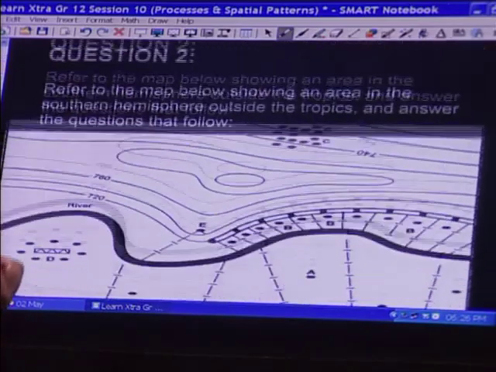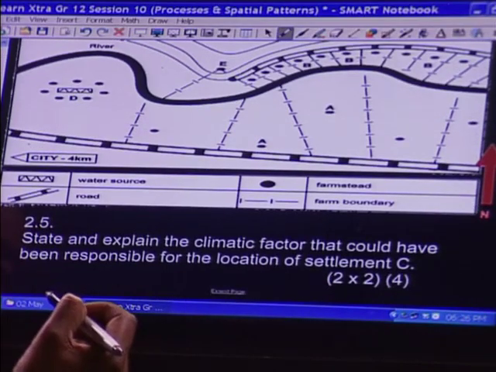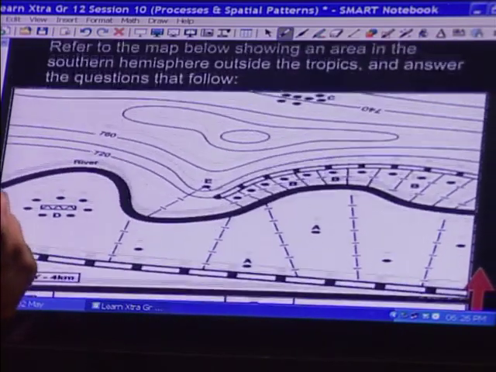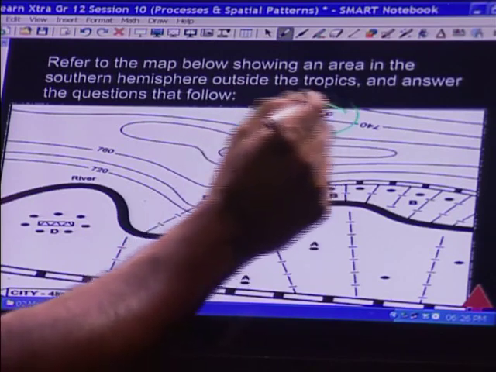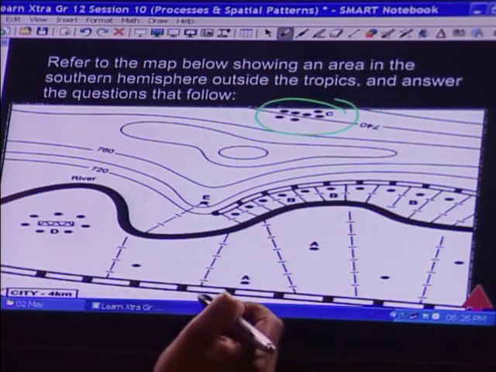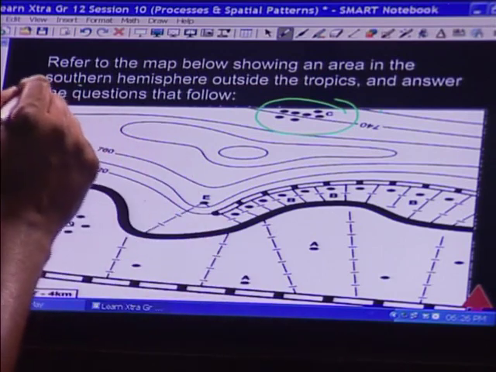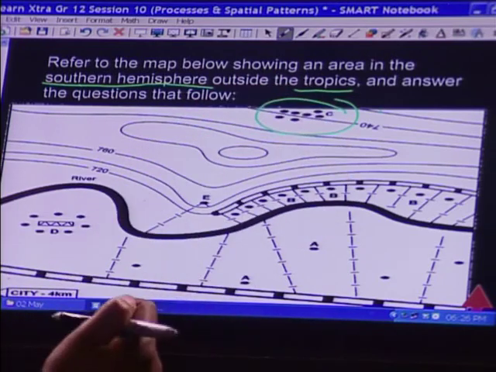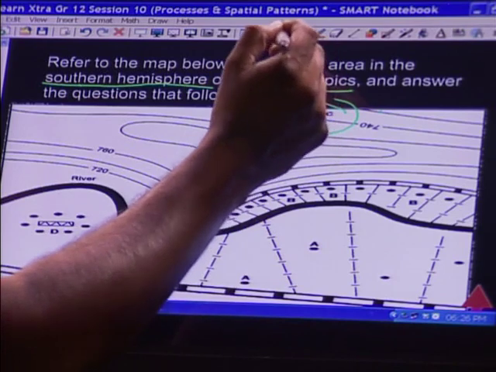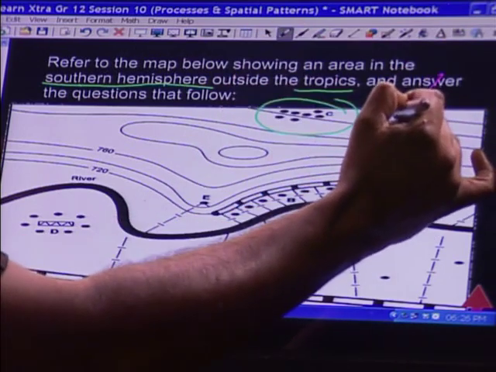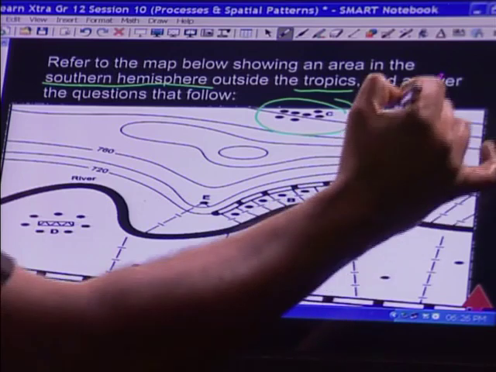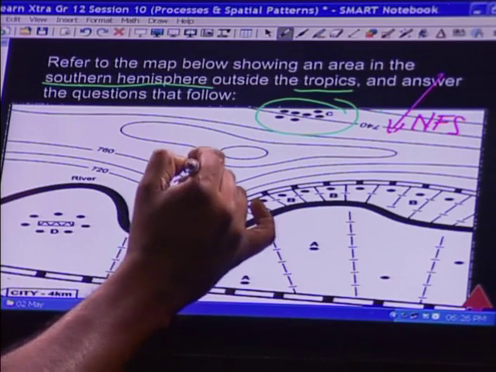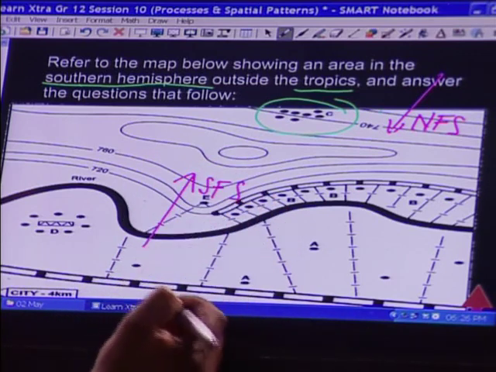Moving on to the next question. State and explain the climatic factor that could have been responsible for the location of settlement C. Note the following: settlement C is located on the slope. Go back to the question, and the examiners have referred to the southern hemisphere and outside the tropics. That simply means, if we have to add to it, that this becomes your north-facing slope, and this slope is your south-facing slope.